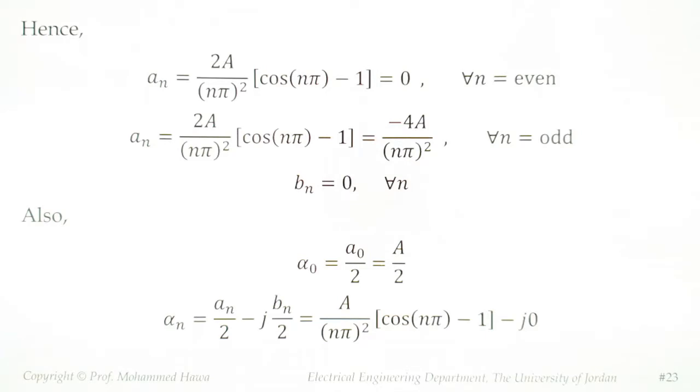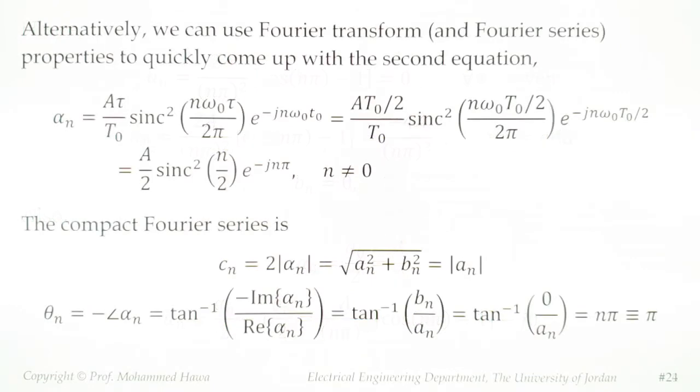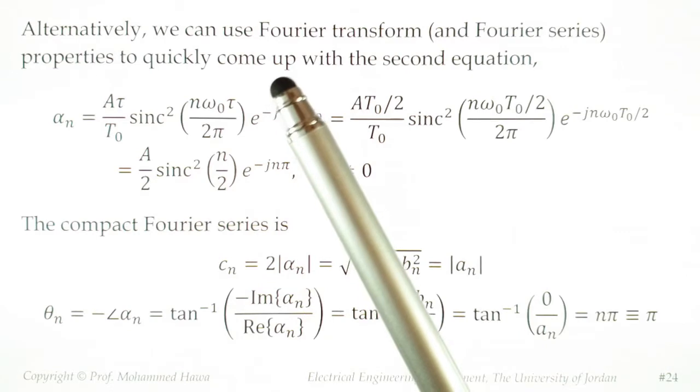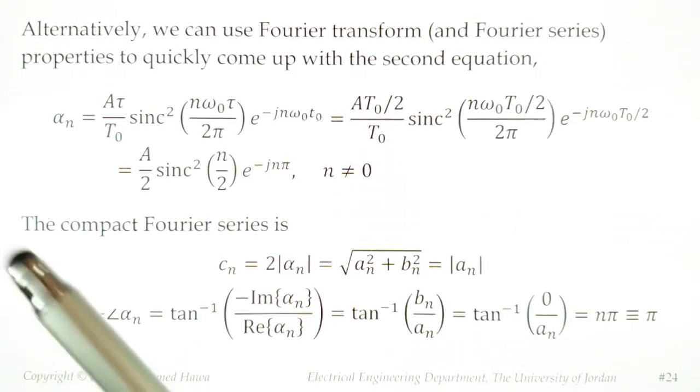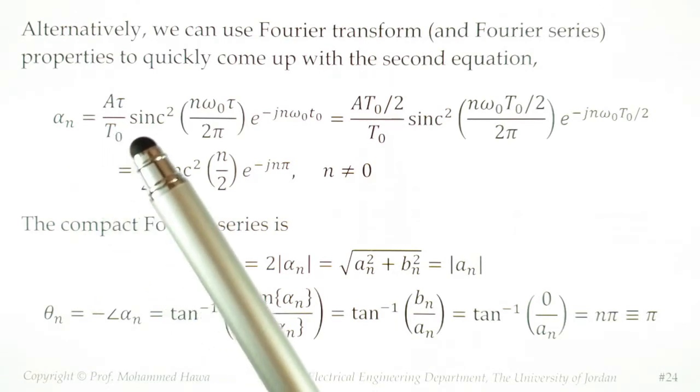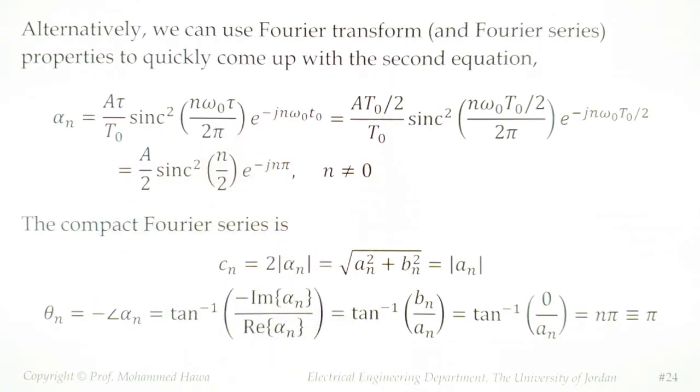That's the result for the complex exponential Fourier series form. And if you do the integral from scratch for alpha n, you'll be able to find the same result as this one. By the way, when it comes to complex exponential Fourier series form, I could use Fourier transform and Fourier series properties to quickly come up with the answer from the solution we had earlier for a general repeated triangular signal. And I hope you remember that for that general repeated triangular signal, we got alpha n equal a tau over t naught sinc square n omega naught tau over 2 pi.